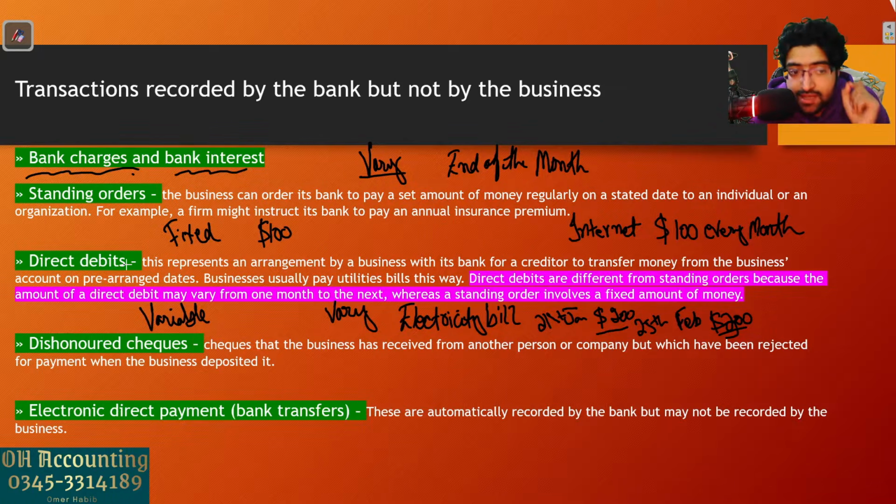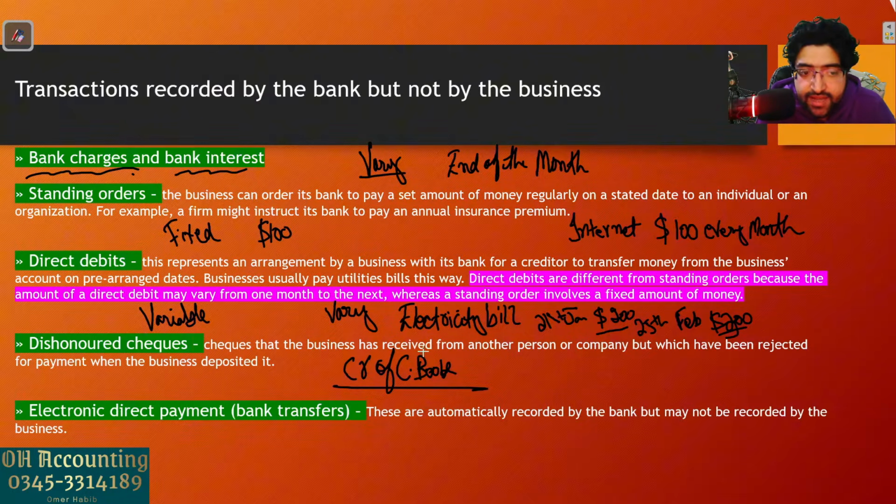But both are payments through the bank account. That's important to know: you're paying someone from your bank account. Now, dishonored checks. You know what dishonored checks are. These are those checks that are rejected by the bank. So these are always recorded on the credit side of the cash book. You should know that. What is a dishonored check? Checks that are disallowed or rejected by the bank. You know the reasons. We have discussed those in chapter 5 when we were doing cash book. Go through that if you don't remember.